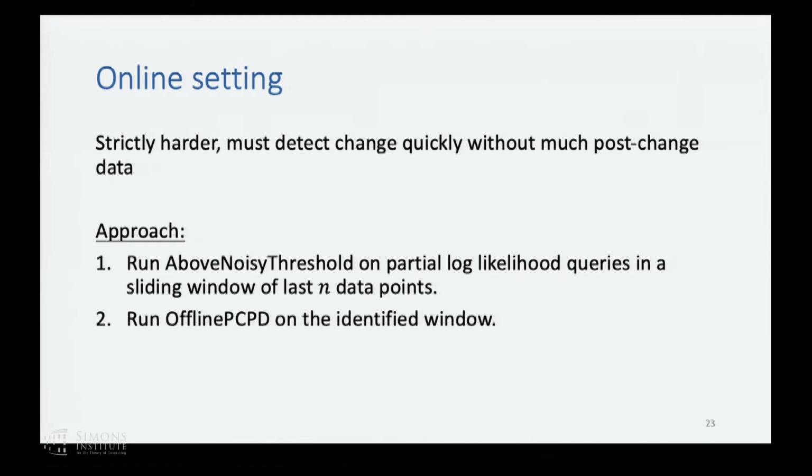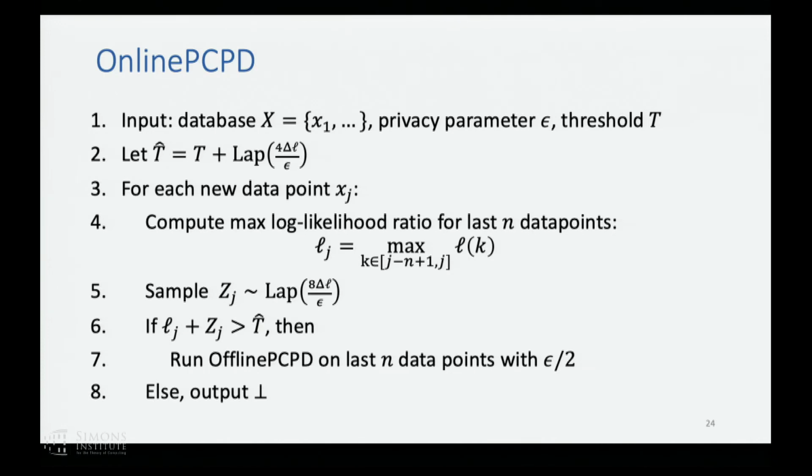Okay, so here's how we're going to run our first step: we're going to run above noisy threshold on these partial log likelihood queries in a sliding window of size n. And so this is our online algorithm, which is basically doing these two things. We take in the database, privacy parameter, and threshold, and noise up our threshold.